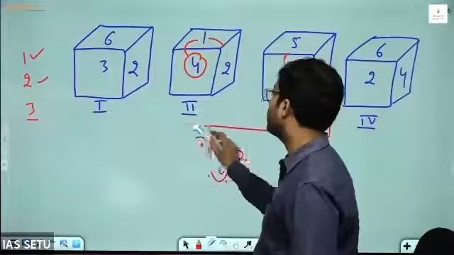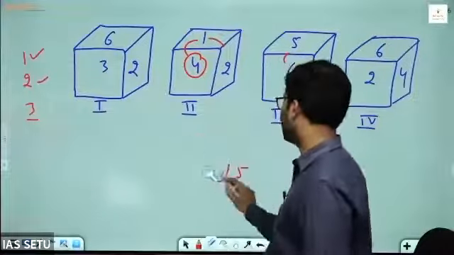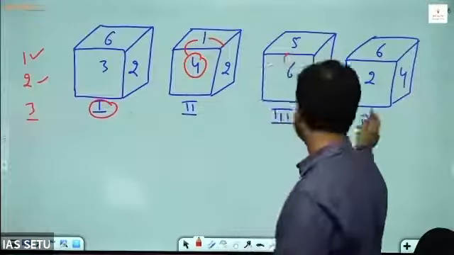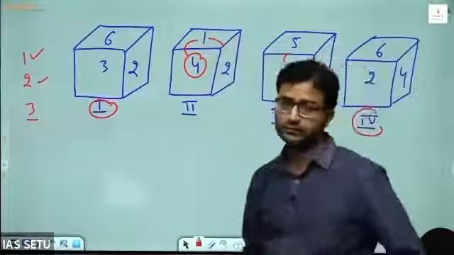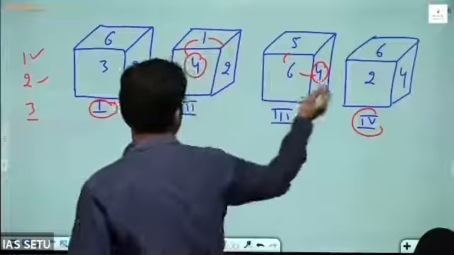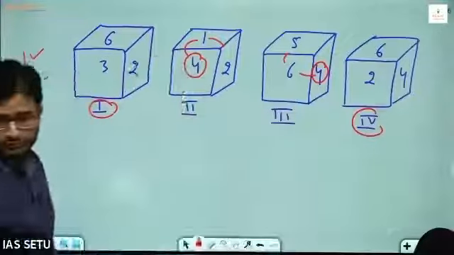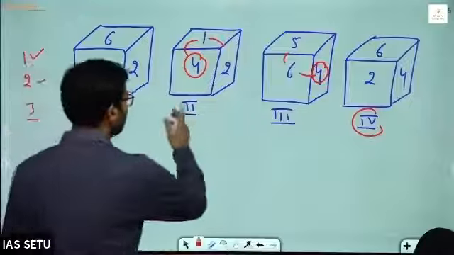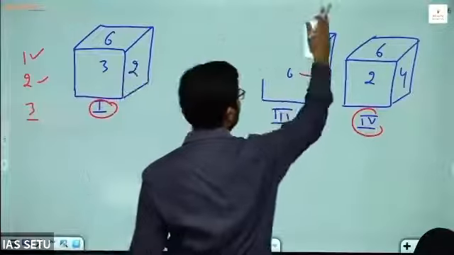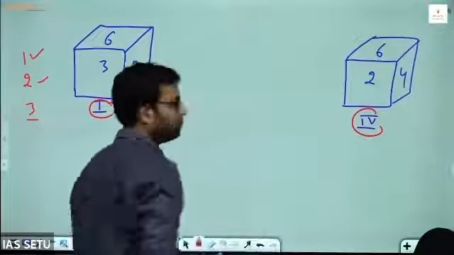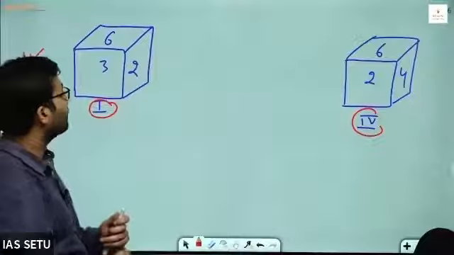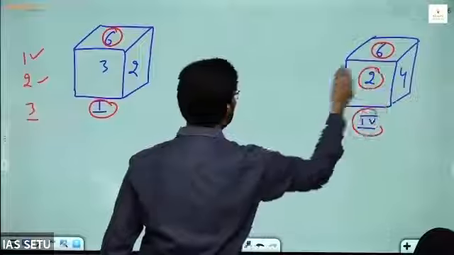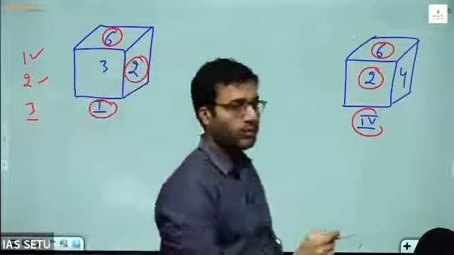The third statement here is, figure 1 and 4 are sufficient. So when it is asked 1 and 4, then you have to use only 1 and 4. You cannot use second and third. So this is 6, 3, 2. This is 6, 2, 4. If you see here, I rubbed out 2 and 3 because their work is done. We have to use figures 1 and 4 only. So in figures 1 and 4, what is common? 6 is common as well as 2 is common. So 6 common, 2 common.